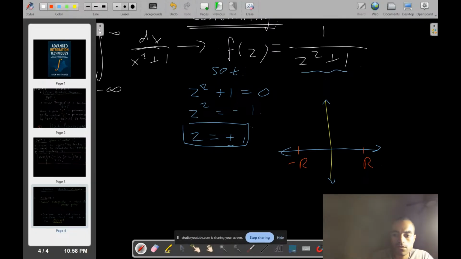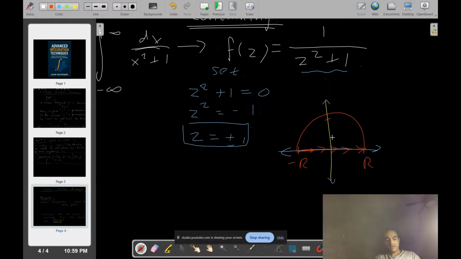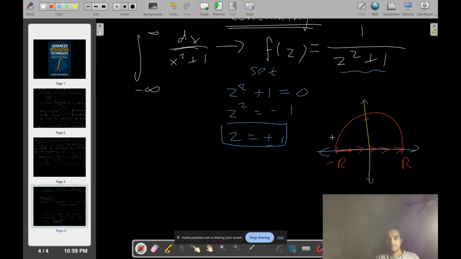So we first go along our parameterization. The parameterization of C is going along here, from minus r to r, and then I go along the upper arc of the semicircle from r to minus r. I like to make better semicircles. It's so annoying when I can't get them right. Like this. So from minus r to r, and then from r to minus r.